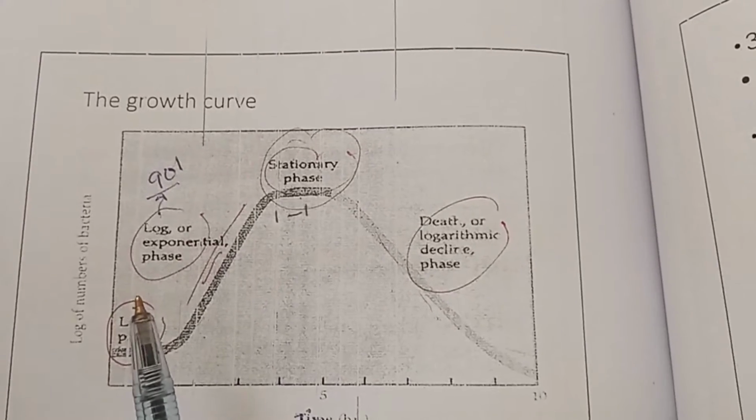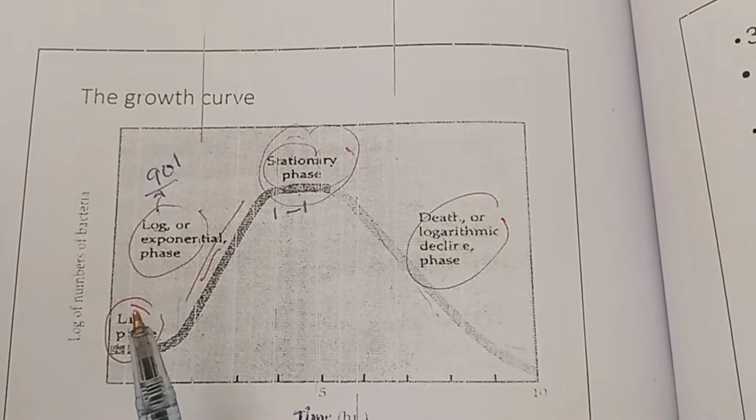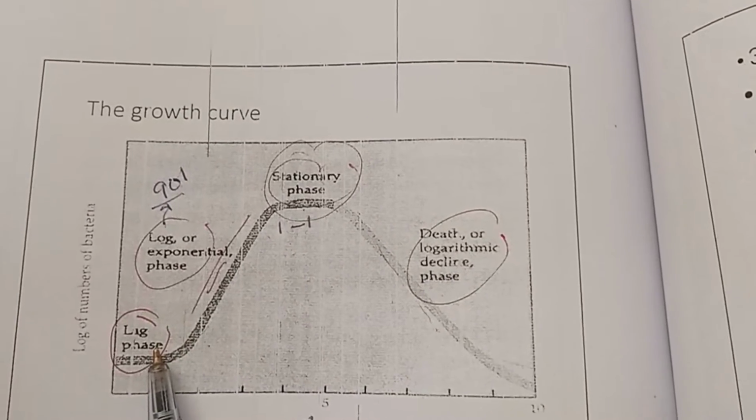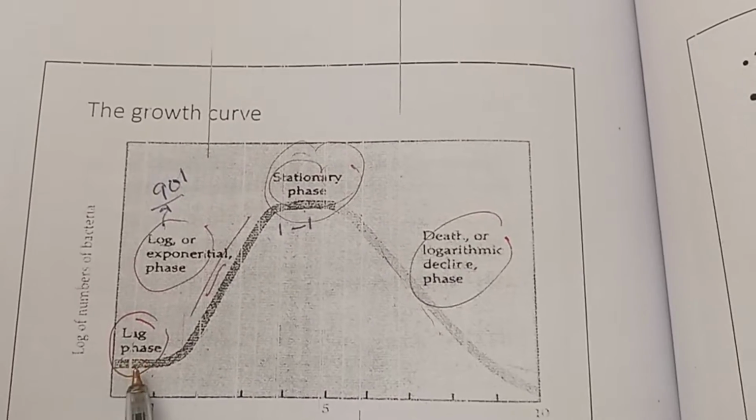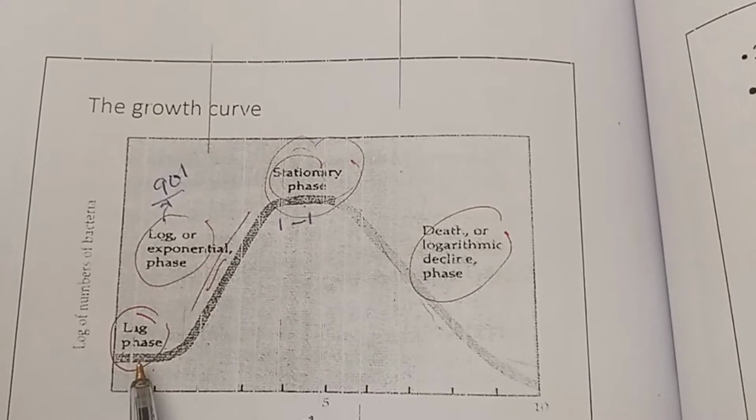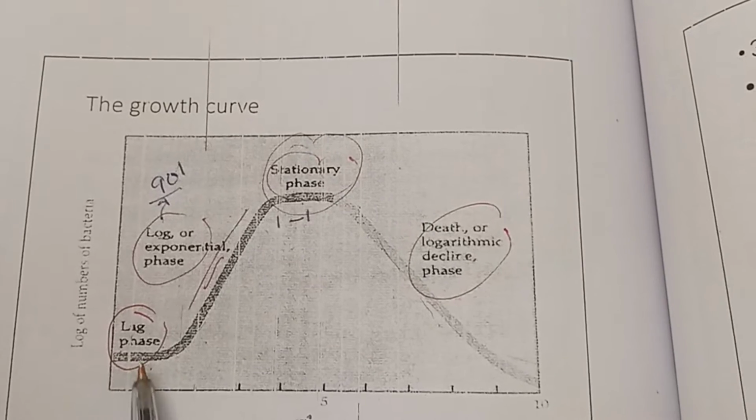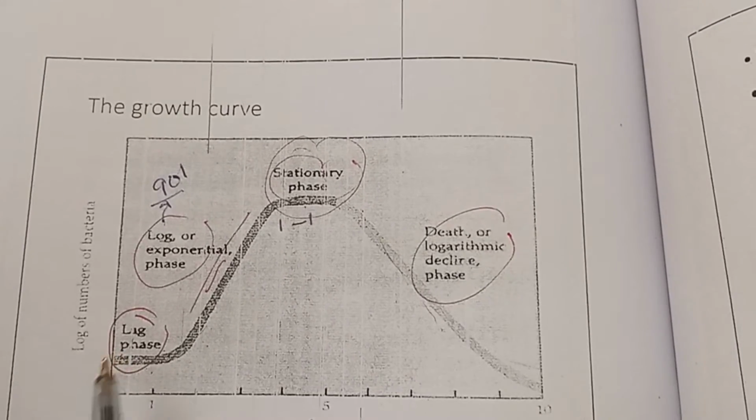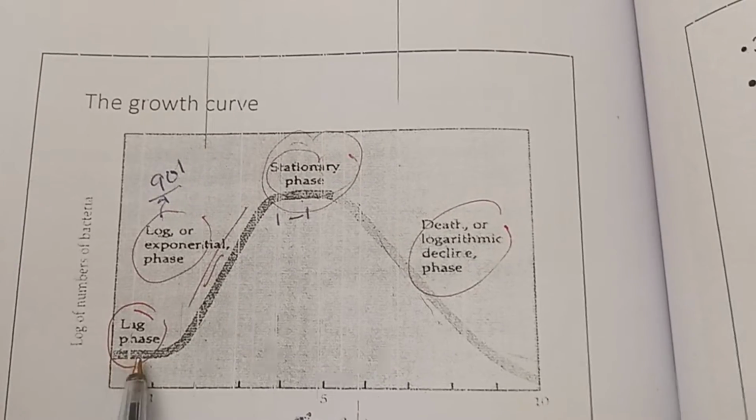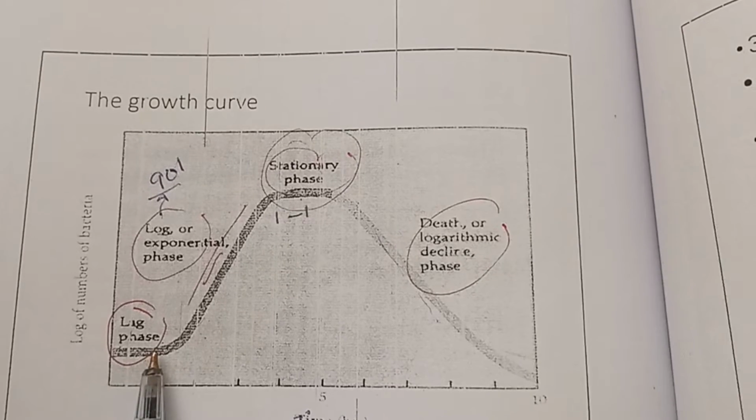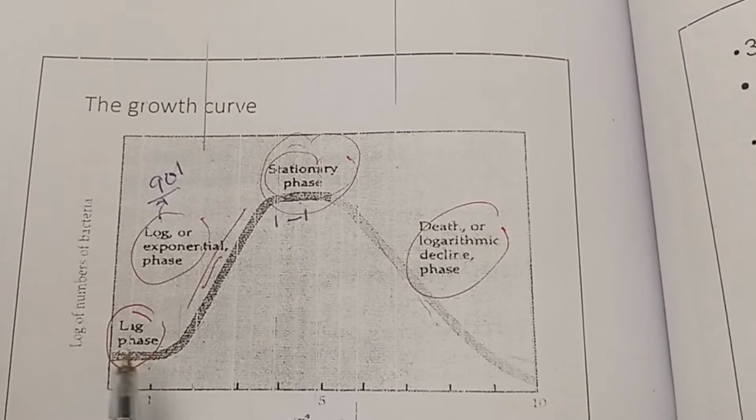We study the bacterial population with respect to certain phases like phase 1, 2, 3, 4. Now in the first phase, the bacterial population is not increasing. Only the metabolic activity of the bacteria is increasing. So what is happening here? Only bacterial metabolism is increased in this phase. No increase in the number of cells. In short, there is no cell division. Okay, only metabolic activity is seen in the lag phase.